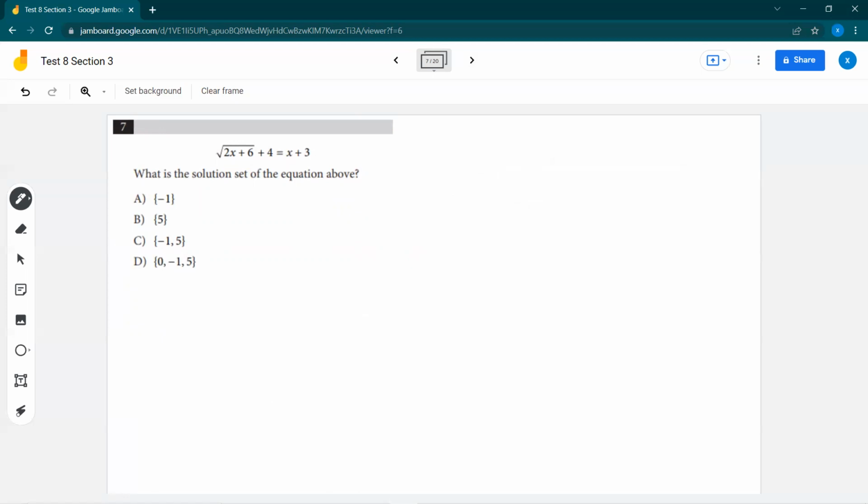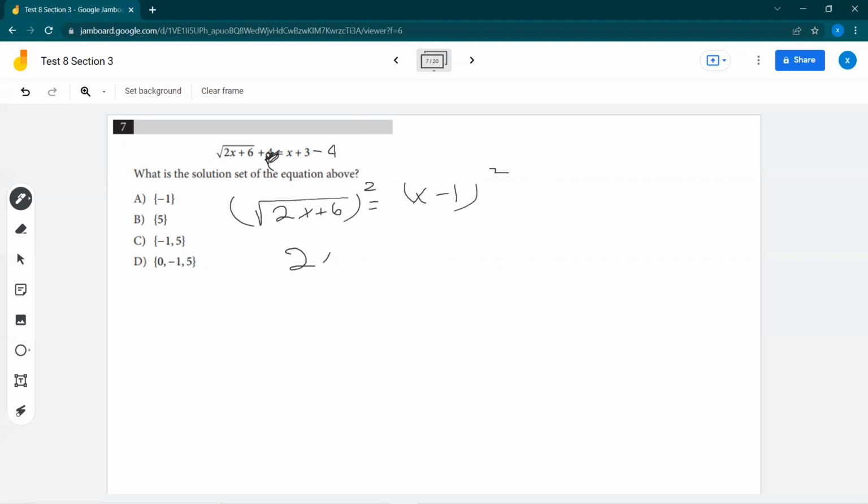Solution set of the equation above. Here we have a radical equation. The first step here is take your root 2x plus 6, and then set that equal to x plus 3 minus 4. We're going to bring the 4 over to this side so that when we square both sides, we get a simpler expression, x minus 1. And go ahead and square both sides.